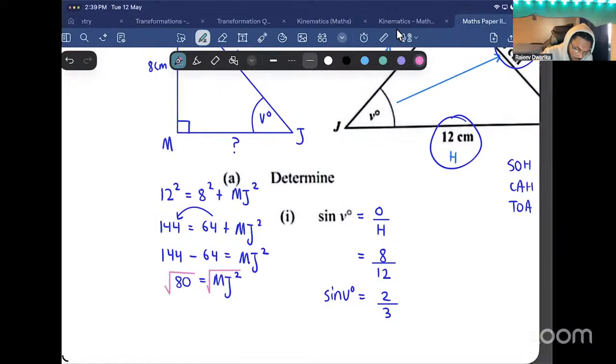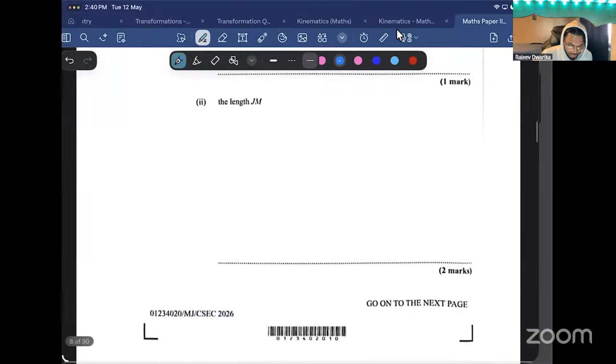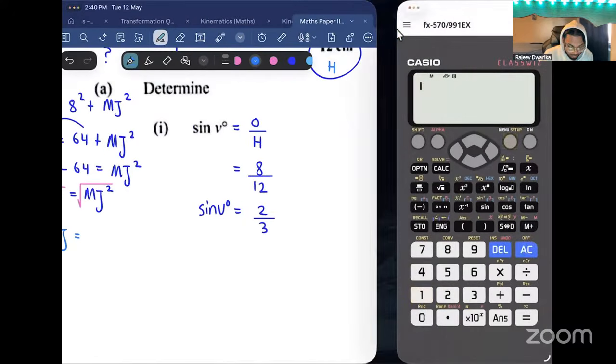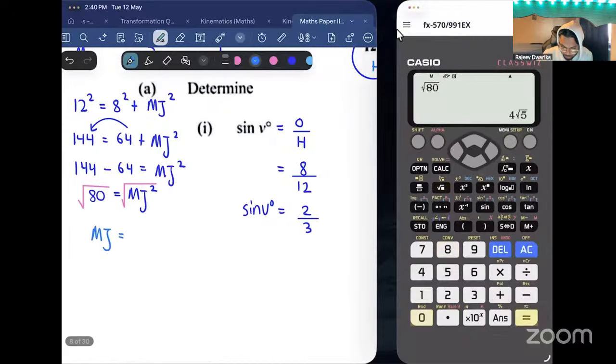So if you apply the square root, you'll find for mg. And if that's the case, mj is going to be the square root of 80. As usual, CXC wants the answer to three significant figures. So the square root of 80 to three significant figures, that is 8.94.